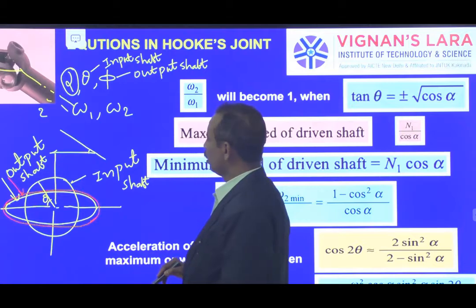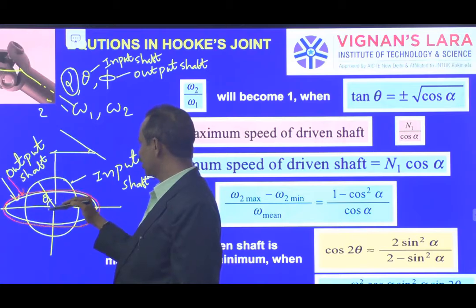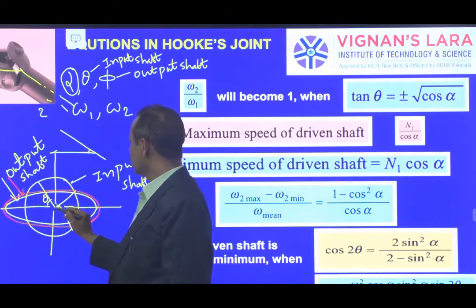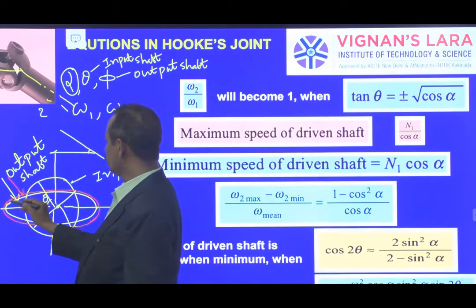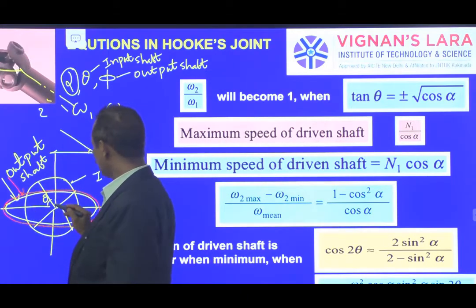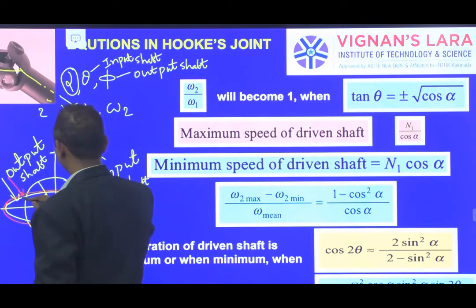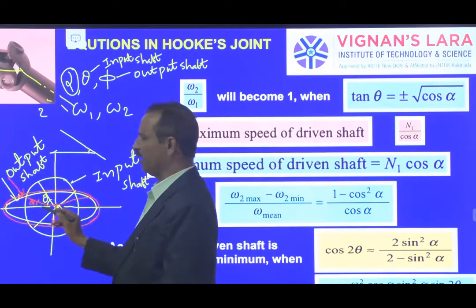At this angle what is the speed, and at another theta what is the speed, and another theta what is the speed. In all the cases the speed is the same because the circle radius is constant. Whereas coming to the output shaft, if I represent the angle like phi, as phi varies, the speed is varying.